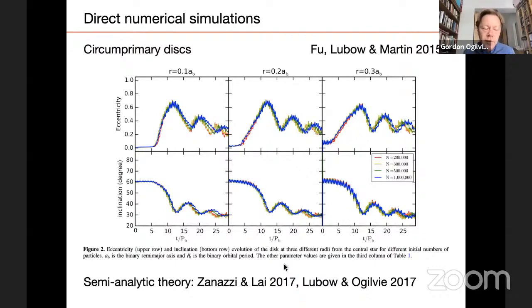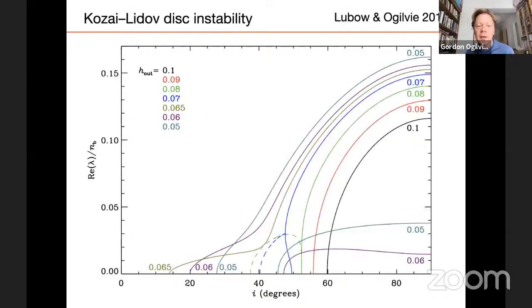So we helped to develop some semi-analytic theory of this, in which a disk that's tilted through a sufficiently large angle develops an unstable mode. So this is an initially circular disk. The eccentric modes in the disk become unstable through this Lidov-Kozai process, and growth rates can be obtained depending on the parameters of the disk.